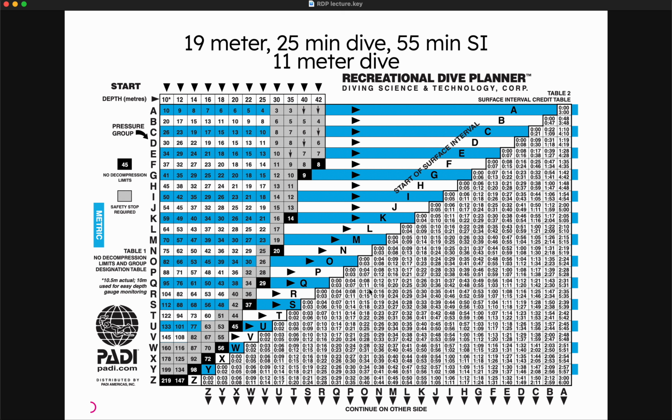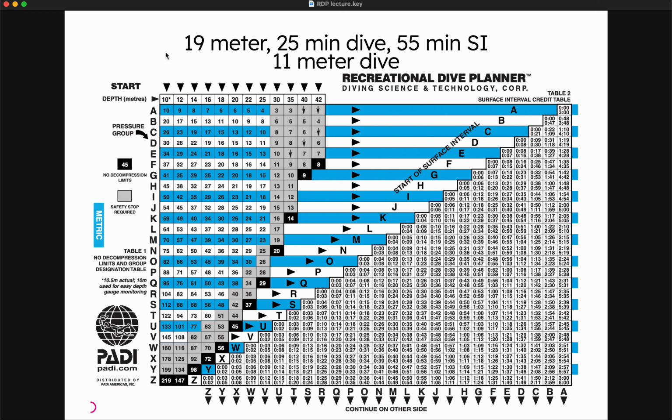So we're going to build on what we've established so far. Here we've got a 19-meter dive for 25 minutes, a 55-minute surface interval, and then on our second dive, we want to go to 11 meters. How long can we spend at 11 meters depth?